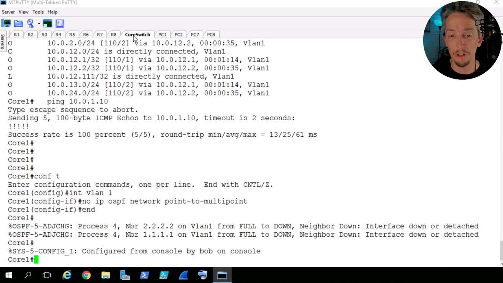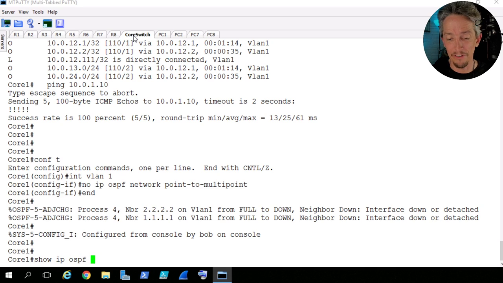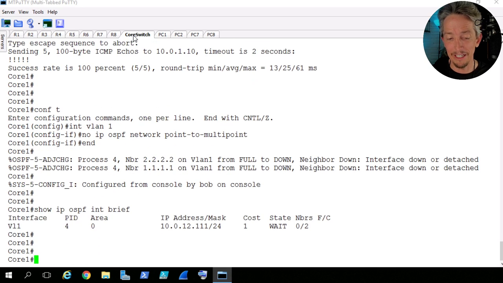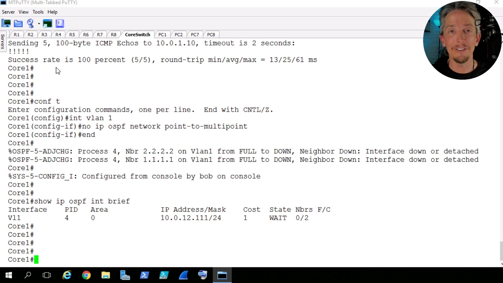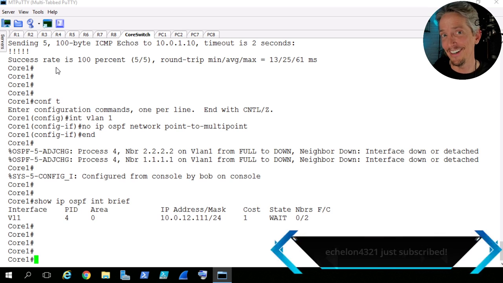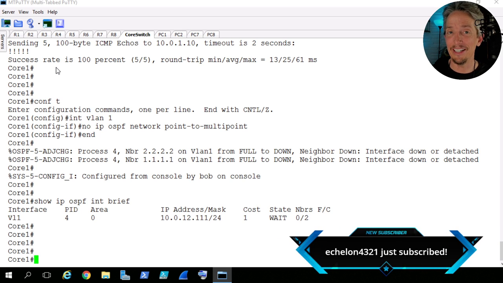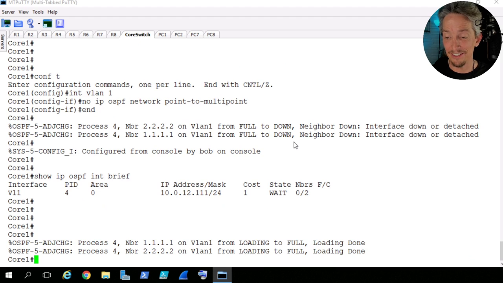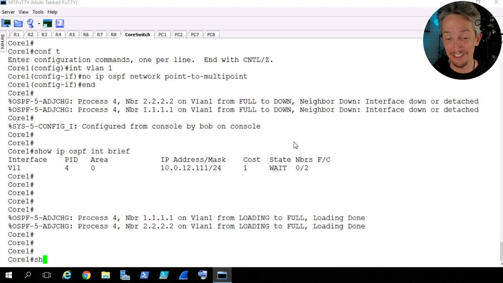So let's maybe go to core switch and do a show IP OSPF interface brief. Yep. So they're sorting that all out. In just a few moments, they'll have agreed on this common network segment, who's the DR, who's the BDR, and who is the DR other. It'd be interesting to see. I think the highest, there we go. We have full adjacencies. Check this out. Because core one right here, it was loading to full, that means it's probably a DR or a BDR because it established full adjacencies with everybody else.